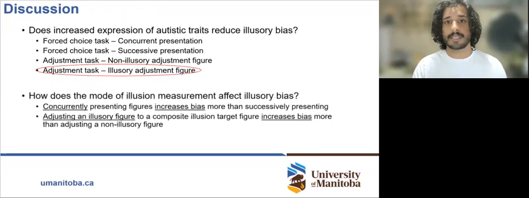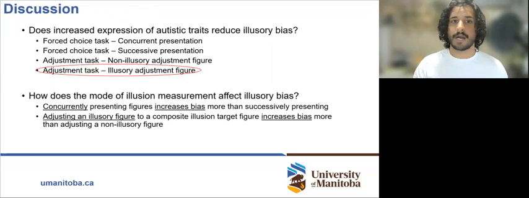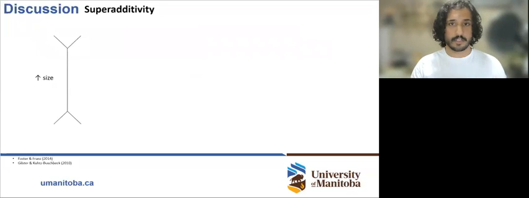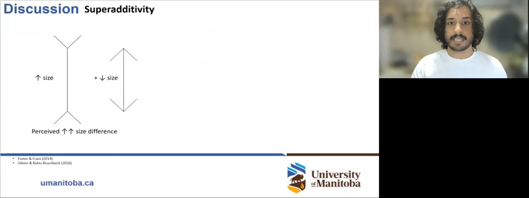We also found that presenting two Müller-Lyer figures simultaneously resulted in a larger illusory bias in both the forced choice and adjustment tasks. This finding is consistent with the superadditivity phenomenon that increases illusory bias. Superadditivity in illusions occurs when a direct comparison of complementing illusions increases the perceived size difference. In the forced choice task, presenting the figures together created a superadditive effect.